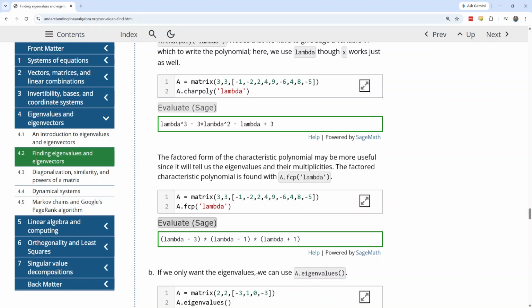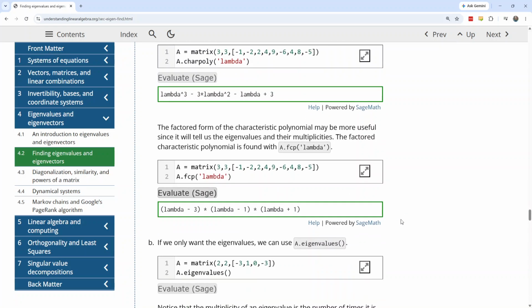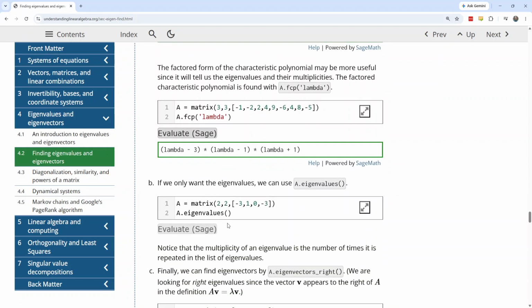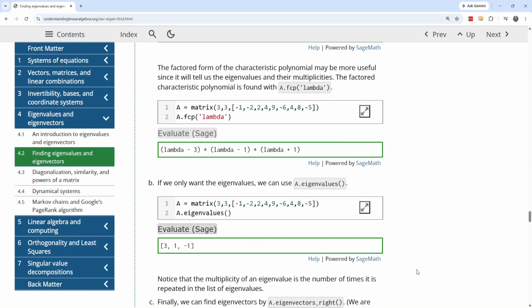So we can see immediately that this factors pretty nicely: lambda minus 3, lambda minus 1, and lambda plus 1. And so we could hopefully at this stage pretty easily pick out that the roots of that polynomial are going to be 3, 1, and minus 1, and therefore those are our eigenvalues. But why stop there? We can actually have Sage just tell us the eigenvalues directly. And so, there they are, 3, 1, and minus 1.